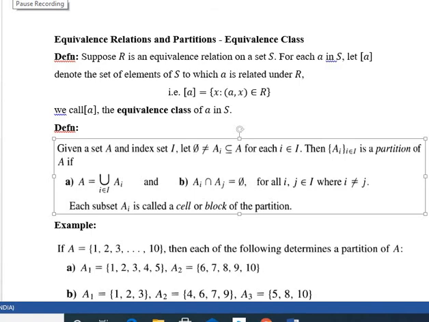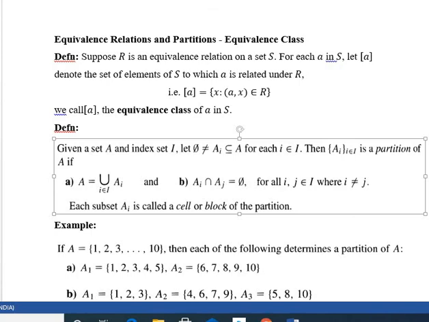Equivalence relations and partitions, equivalence class. Suppose R is an equivalence relation on a set S. For each a in S, let [a], denoted in square brackets, denote the set of elements of S to which a is related under R. That is, the equivalence class of a is equal to the set of x such that (a, x) is an element of R, that is, a is related to x. We call it the equivalence class of a in S.